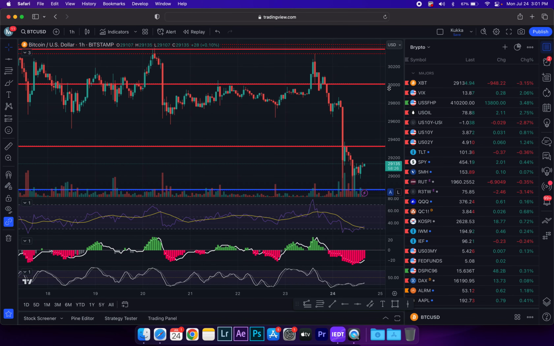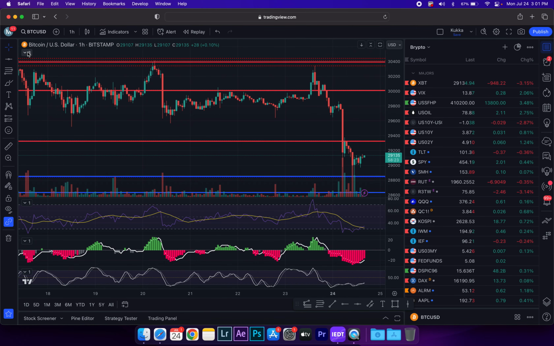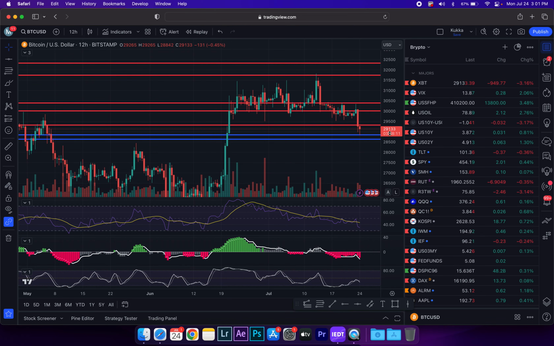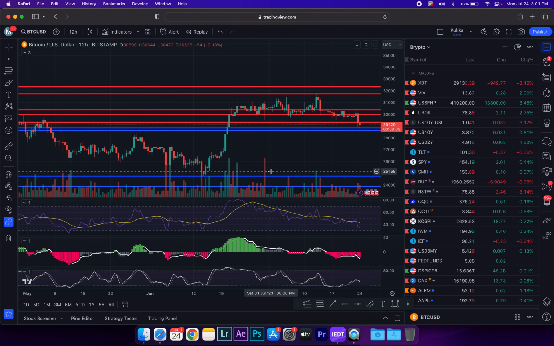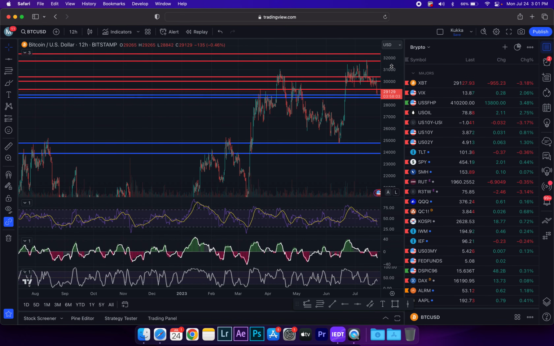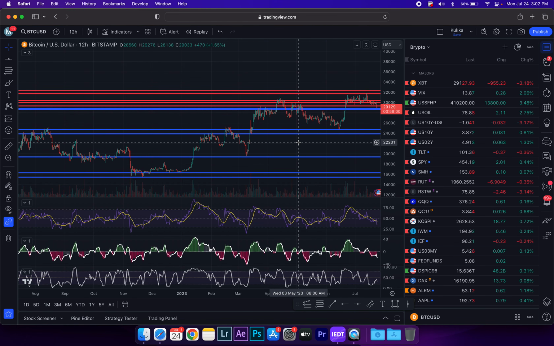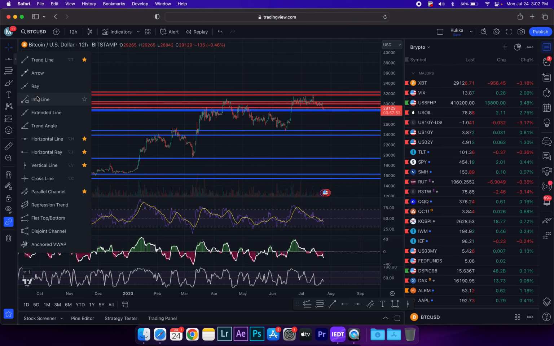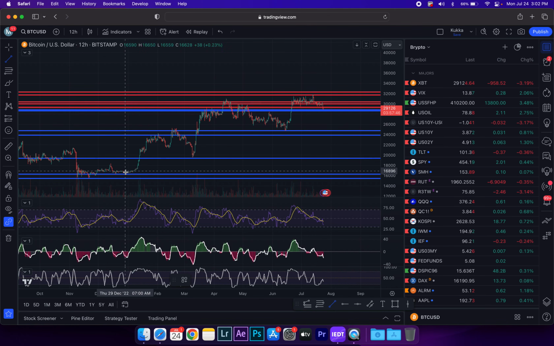Now since we've marked the levels, we will turn this off, and go back to HTF, which is the 12 hourly time frame, and try to identify a trend line that BTC might be following on the higher time frame. If we zoom out all the way right here, you can see that a trend, very similar to the one that we drew before, is being followed by Bitcoin right here.